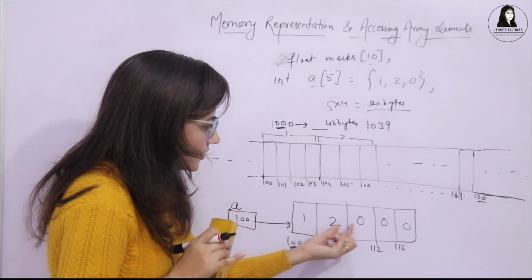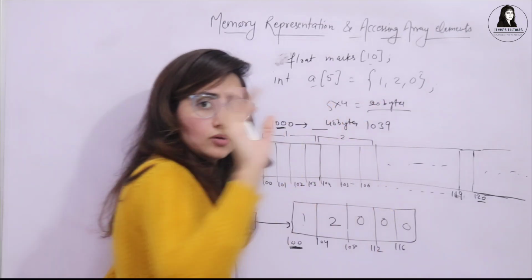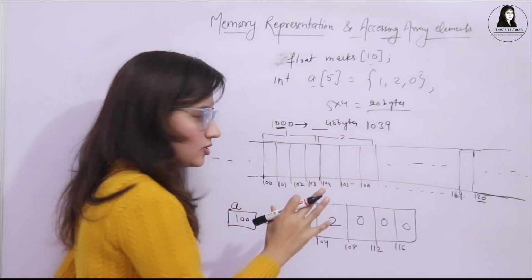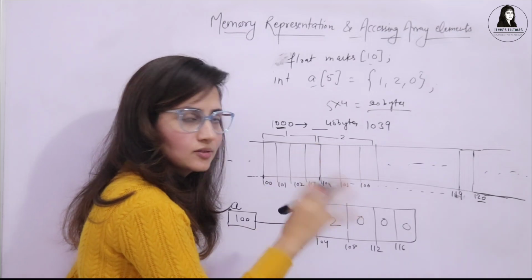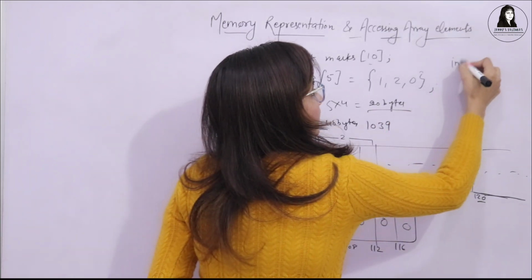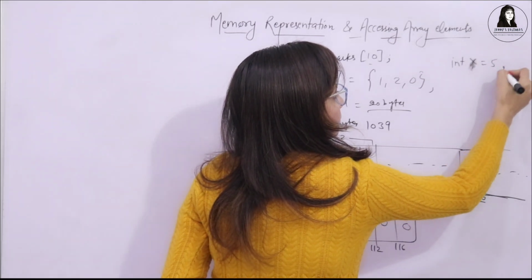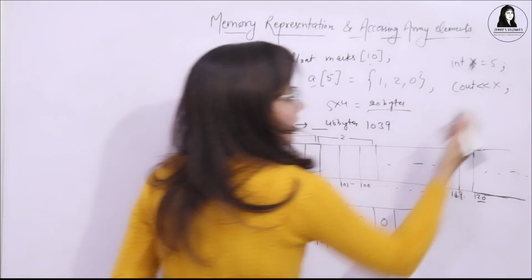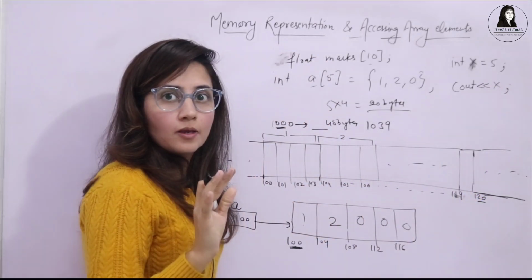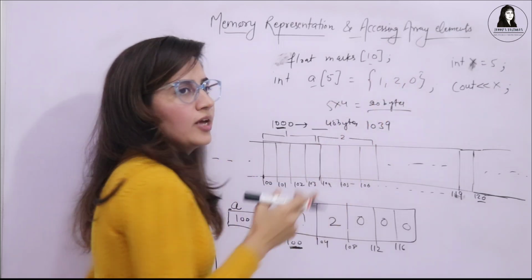Now how to access these array elements? I'll show you practically also. We will access them and print the memory address also of array elements. Don't worry. If I have an int x equal to 5, so if I want to access this, just cout and x, that's it. But in an array I have 3 elements. I want to access these 3 elements.